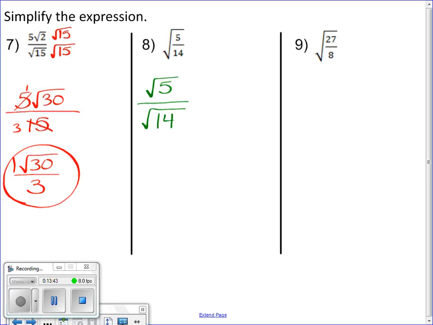Wait, say that one more time. Yep. Is there any pairs? Yeah, since there's no pairs, I actually can't do anything with it, unfortunately. All right, but how do I get rid of that radical? I can't leave it on the bottom. Good. Multiply top and bottom by radical 14.